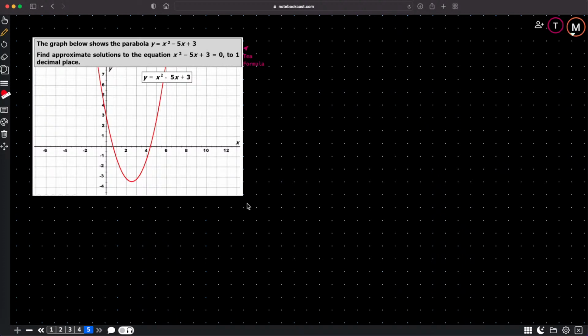Because this graph, let's read it. The graph below shows the parabola y equals x squared minus 5x plus 3. Find an approximate solution to the equation. So we want the solution to the equation. Where would you find the solutions? And it might be a hint that it's an approximation. I'm looking for estimations, answers in the chat.